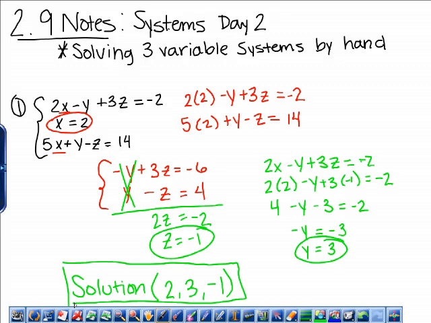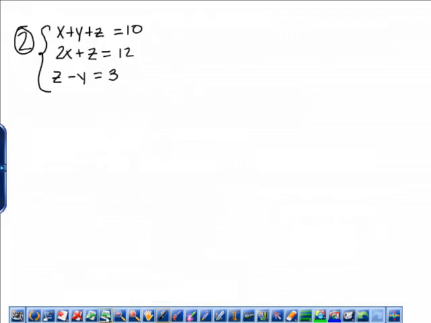Okay? Had I forgotten to put that negative there, or like I did in the homework where I made those little mistakes, it's so easy to make, right? So you've got to check yourself. So let's check. 2 times 2 is 4, minus 3 is 1, plus 3 times -1. So that's 1 minus 3. Does that give us -2? Yeah. Okay, 5 times 2 is 10. Plus 3 is 13 minus -1. Does that give us 14? Yeah. So we're good.